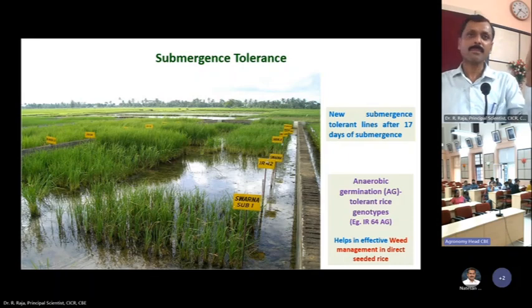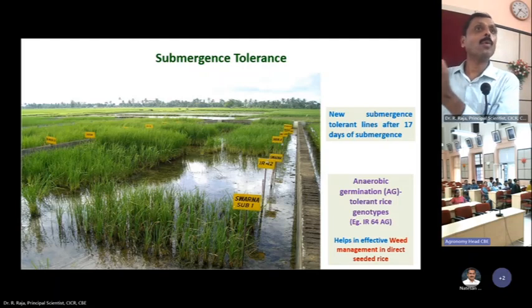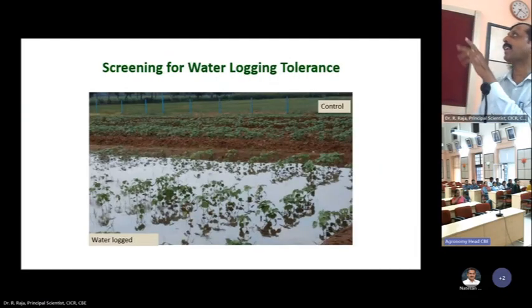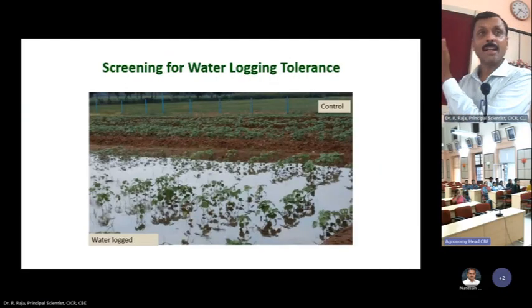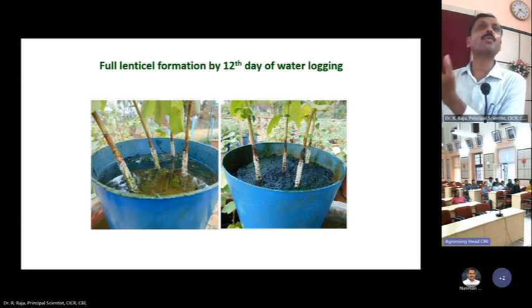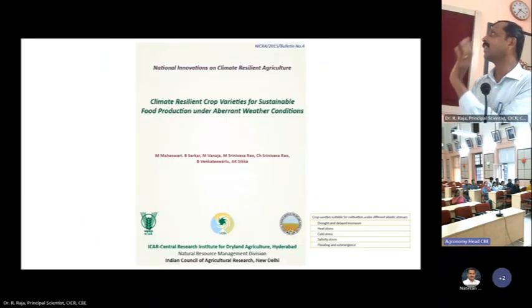As agronomists, we should make our management more climate resilient and align our management towards that. Okay, so we will stop here on waterlogging. Even in cotton, some lenticels are being formed, and some genotypes are showing some tolerance. If cotton can survive 3-4 days of waterlogging, then the farmer need not lose the crop. That's the idea.